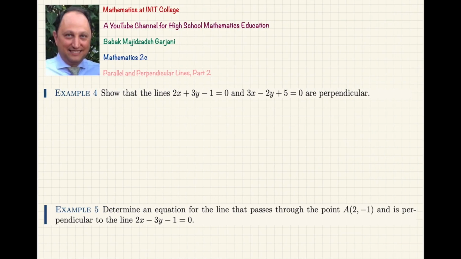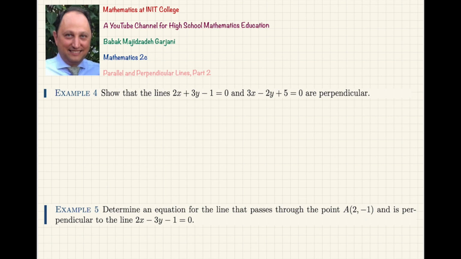This time I want to talk about perpendicularity, yes? Again, show that these two lines are perpendicular. Hopefully you know what to do, yes? What we are supposed to do, we actually find the k values, but this time I need to multiply them. If the product is -1, then they are perpendicular. If it is not, they are not.